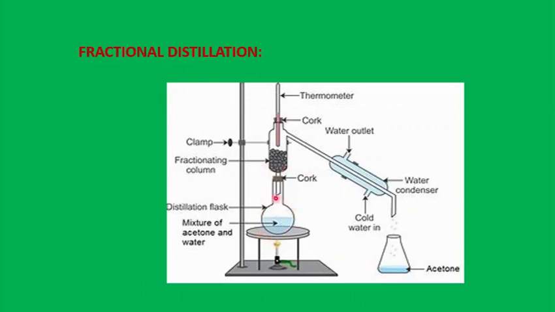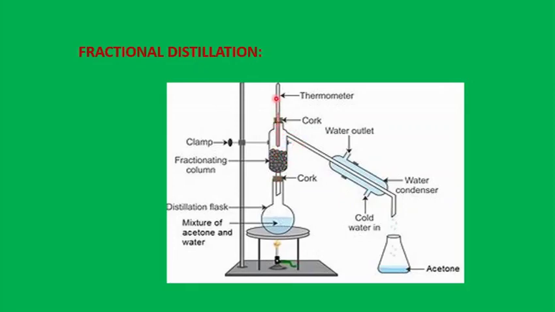In fractional distillation, as the name suggests, one extra fractionating column is added to the distillation flask. This is a distillation flask where a mixture of two miscible liquids with a small difference in boiling points is taken. The additional setup is a fractionating column kept above the distillation flask. It is attached carefully, and it is filled with beads to allow the vapors to rise very slowly and cool very slowly. That is the main purpose of the fractionating column.